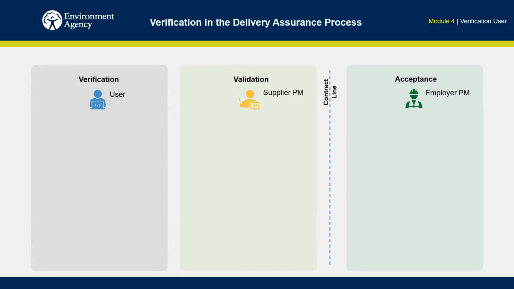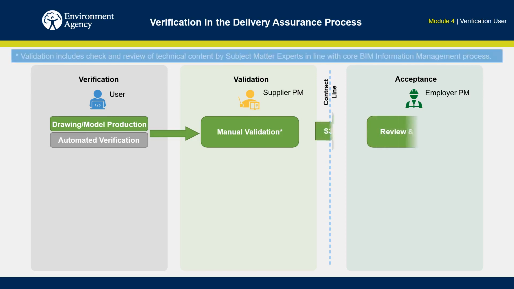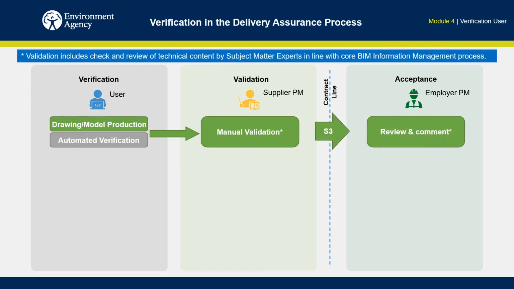Breaking these stages down into more detail, we can understand where the verification process is required. During the development phase of the stage or gateway, users produce drawings and models. The automated verification checker is active through this phase to flag non-conformances and maintain compliance with the standards. Products are then manually validated by the supplier project manager before being shared to the employer common data environment as status S3 for review and comment by the employer. Through both of these steps, the supplier and employer project managers make sure that subject matter experts are included to perform a check and review of the technical content, in line with the core BIM information management process. This stage is complete once there are no further comments to the product.